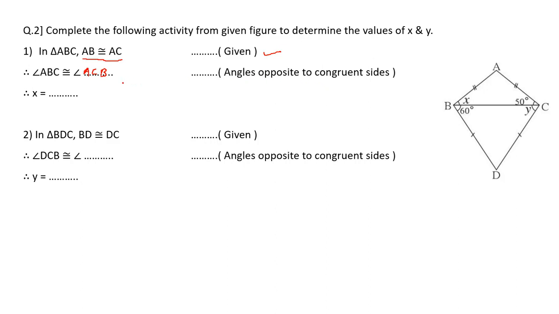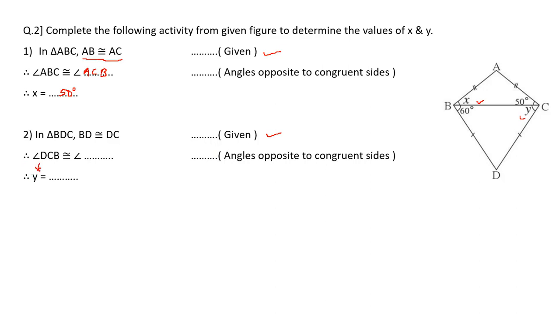Now actually measure of angle ABC is x, right? So measure of angle ACB is 50 degree. So we write here 50 degree. ABC is x, so ACB is 50 degree. Now in triangle BDC, BD is congruent to DC. It is given. So angle DCB, look in figure, DCB is y.